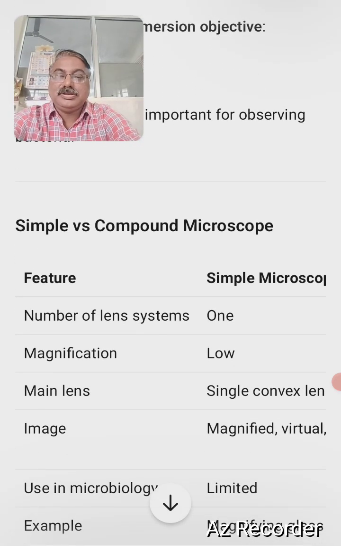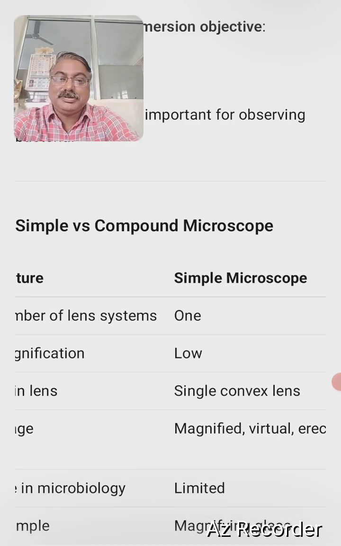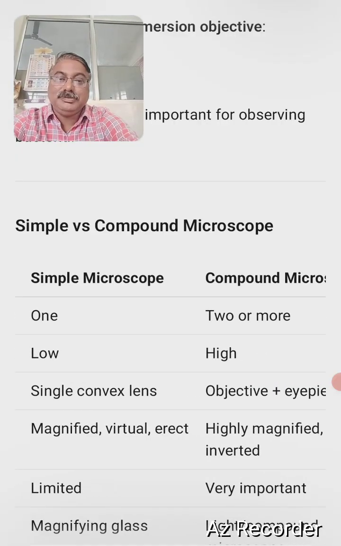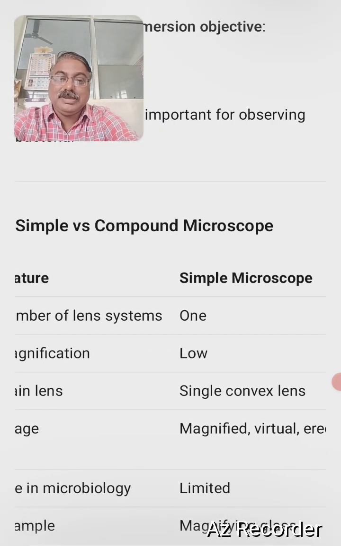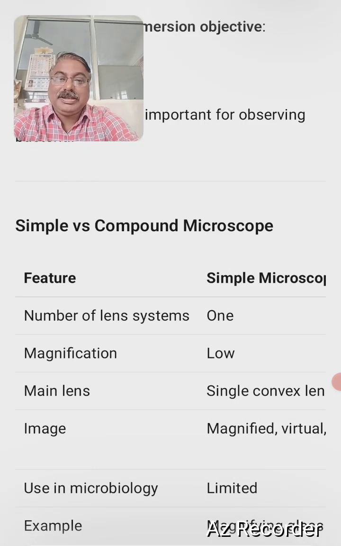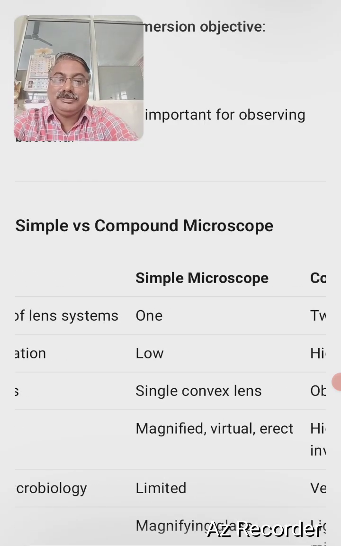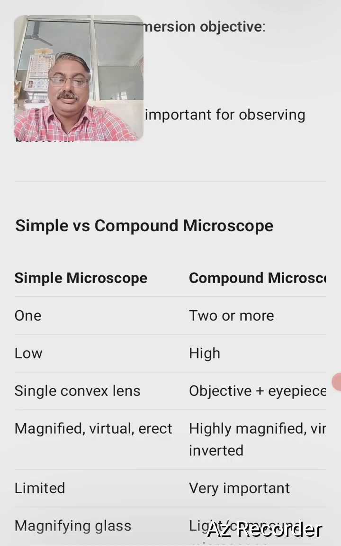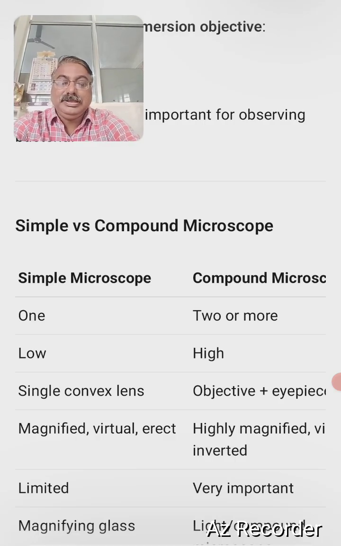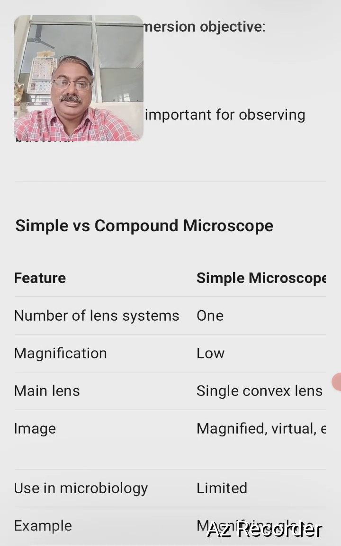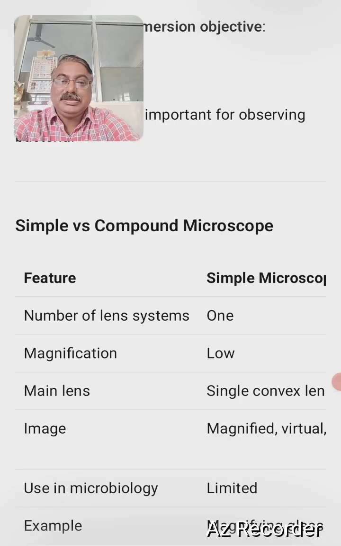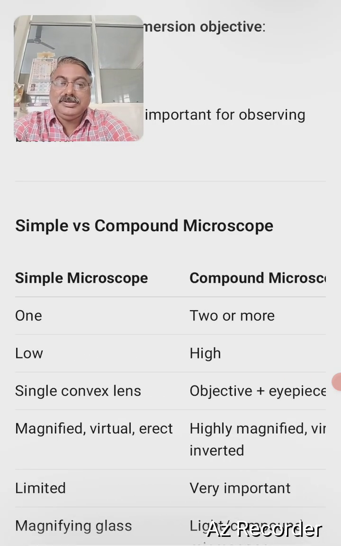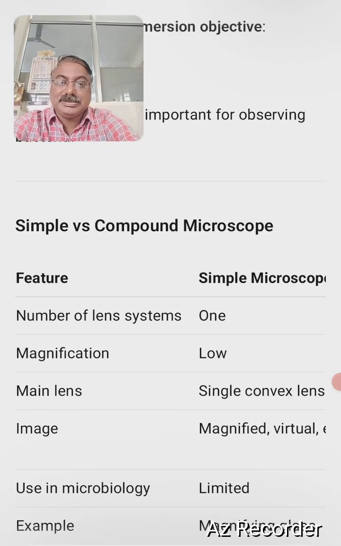So we'll see in short the difference between simple and compound microscope. With respect to the number of lenses present, a simple microscope contains one lens, while the compound microscope has two or more lenses, eyepiece and objective lens. Magnification with a simple microscope is low. In the compound microscope, since you are using a combination of two lenses, the magnification is high. The main lens is a single convex lens. Here you have objective and eyepiece lenses.